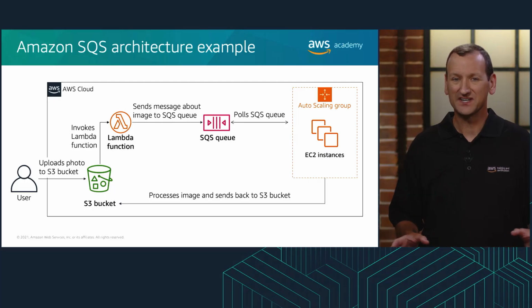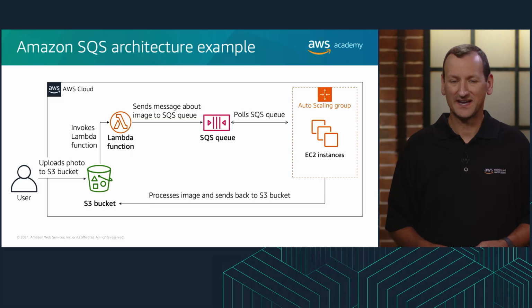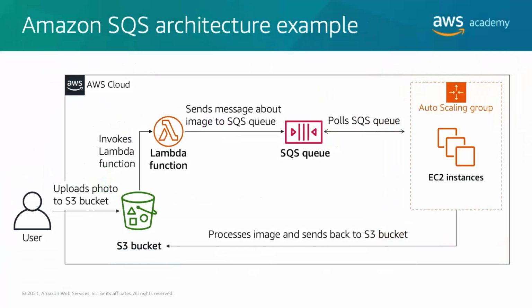You can integrate Amazon SQS with other AWS services to make applications more reliable and scalable. This illustrates an example of using an SQS queue to decouple components in an image processing application. In this example, a user uploads a photo to an Amazon Simple Storage Service, or Amazon S3 bucket, which invokes an AWS Lambda function. The Lambda function sends a message containing information about the image to an SQS queue.